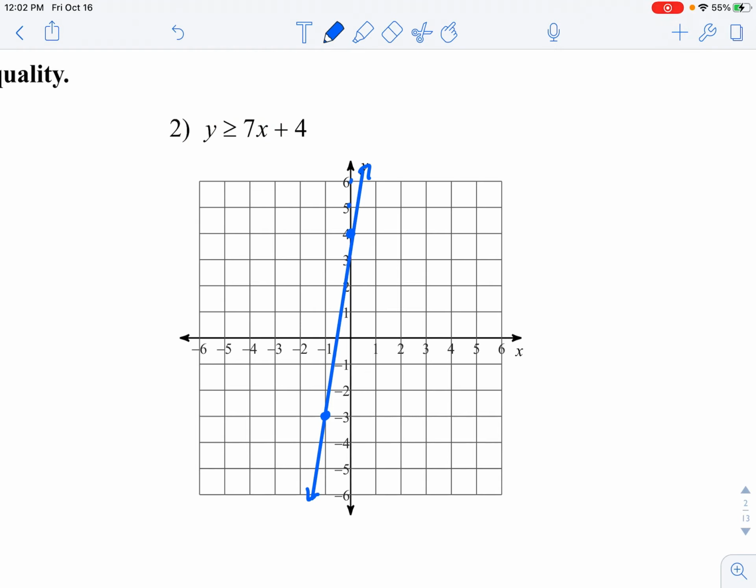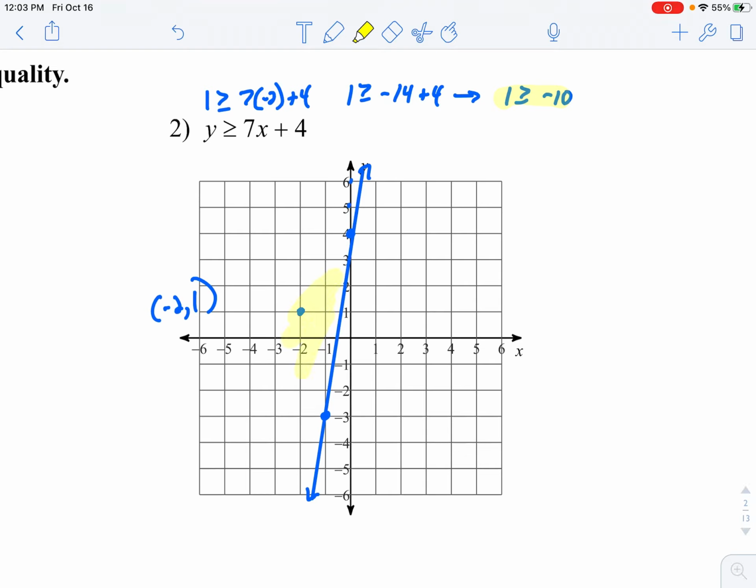Pick a point on the other side. So let's pick negative 2, 1 and plug that in and see what happens. So I put a 1 here. 7 times negative 2 plus 4. I get 1 is greater than or equal to negative 14 plus 4, which becomes 1 is greater than or equal to negative 10. Is 1 greater than negative 10? Yeah, it's positive. 10 is negative. So 1 is greater than or equal to negative 10.